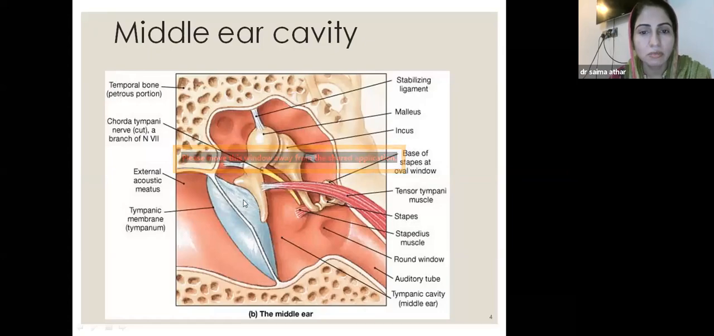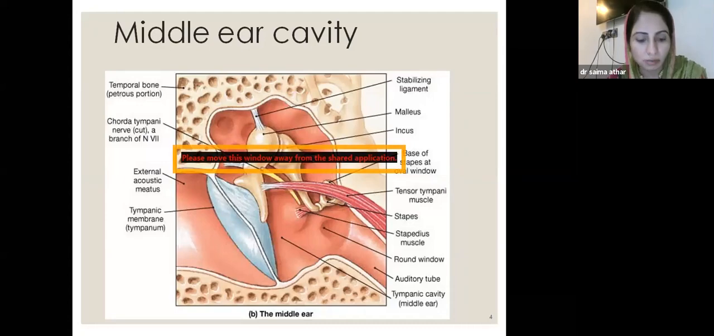It's a box-like structure which has four walls, and then it has the roof, and it has the floor as well. It consists of different structures. Especially, you must know that there are the ossicles, which are the smallest bones situated in the body, and then there are muscles. The two important muscles are stapedius and the tensor tympani.